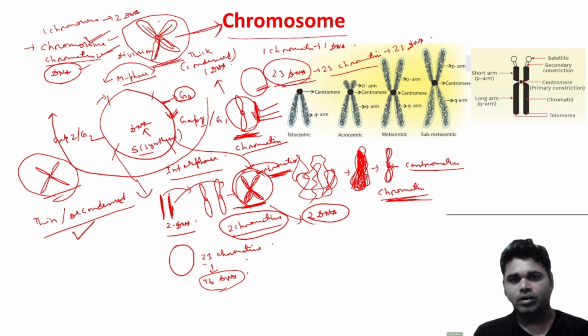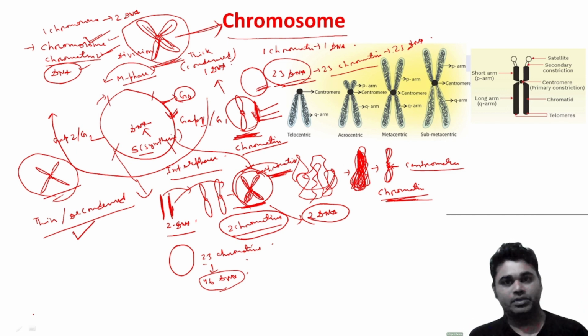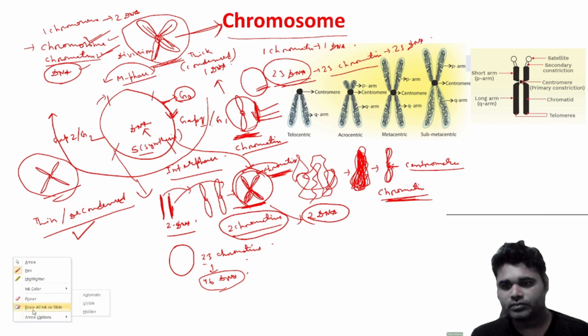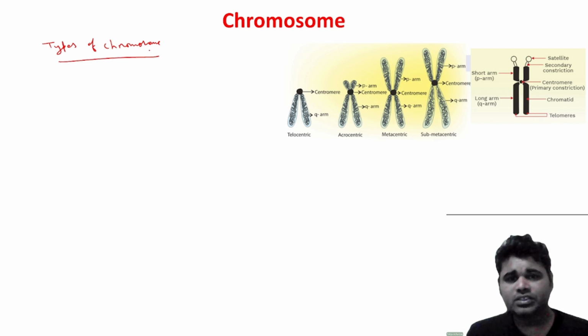So now come to what are the different types of chromosomes. Whenever I say chromosome, you can imagine that that is the chromatin that is present during the M phase or the division phase. So now come to the types of chromosome. There are 4 types of chromosomes. One is called the metaphase.